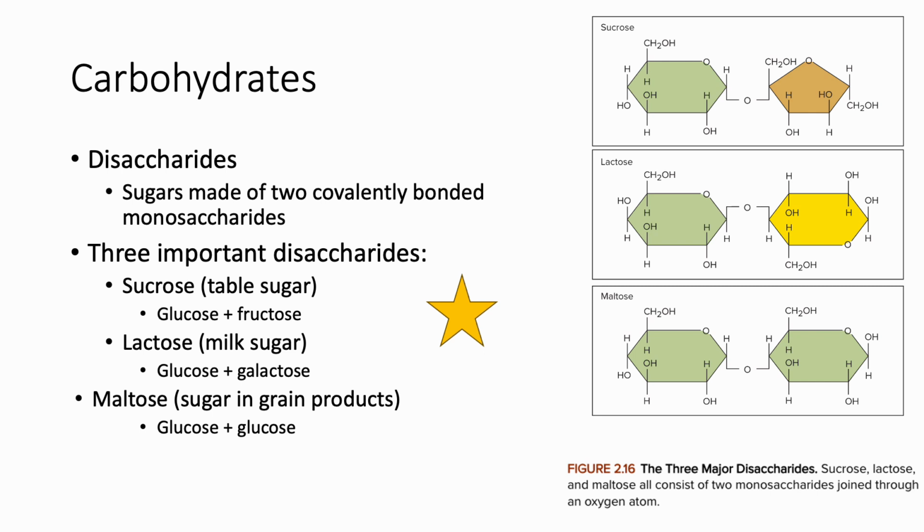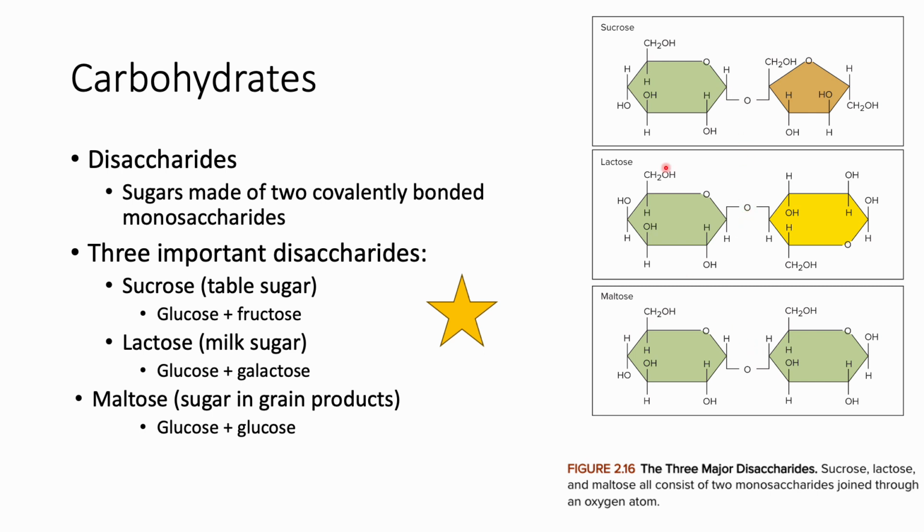When you have monosaccharide plus monosaccharide, you therefore get disaccharides. So disaccharides are sugars made up of two covalently bonded monosaccharides, and there are three major disaccharides you need to be very familiar with. Those are sucrose, lactose, and maltose. They all consist of two monosaccharides joined through an oxygen atom.